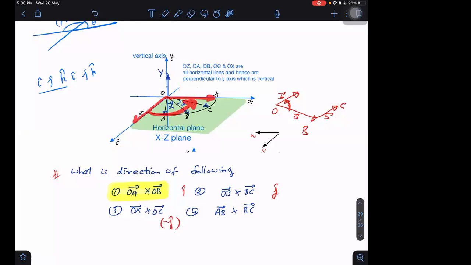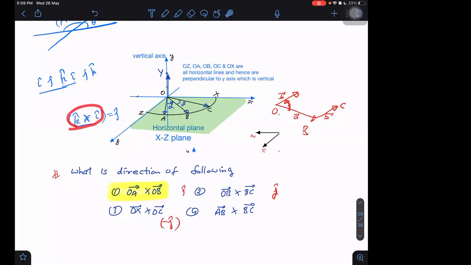I have to turn in anti-clockwise direction. And I already know that z means k cap and x means i cap. So what is k cross i direction? By alphabetic order, k cross i comes out to be equal to j. That way also I know.